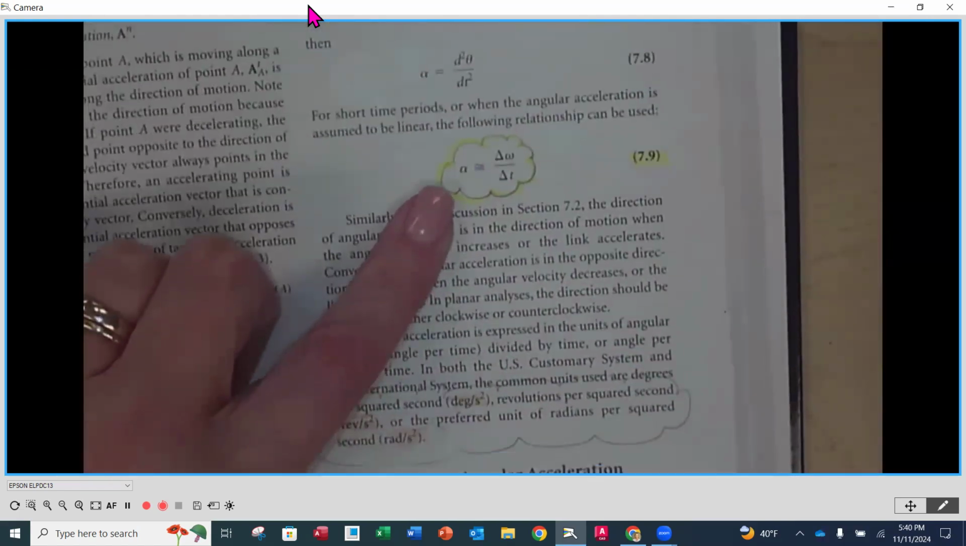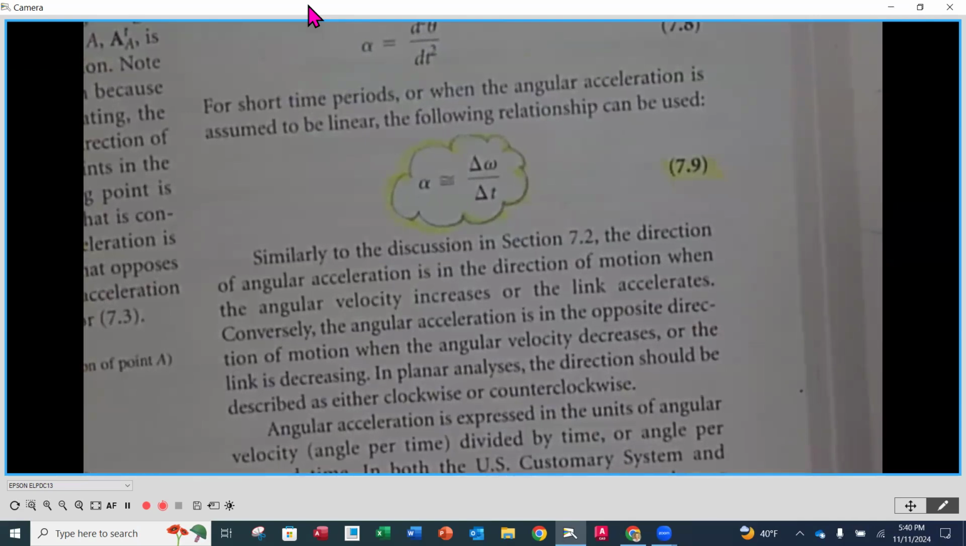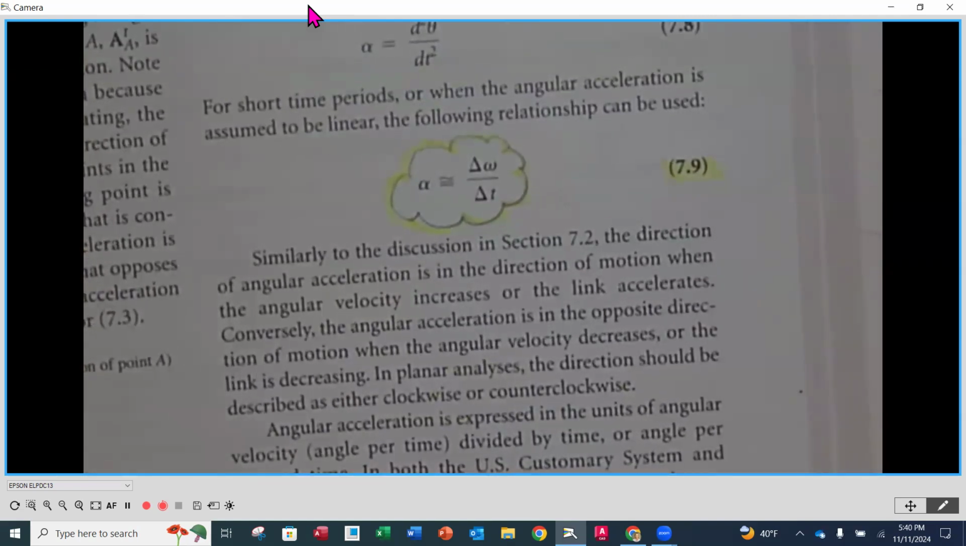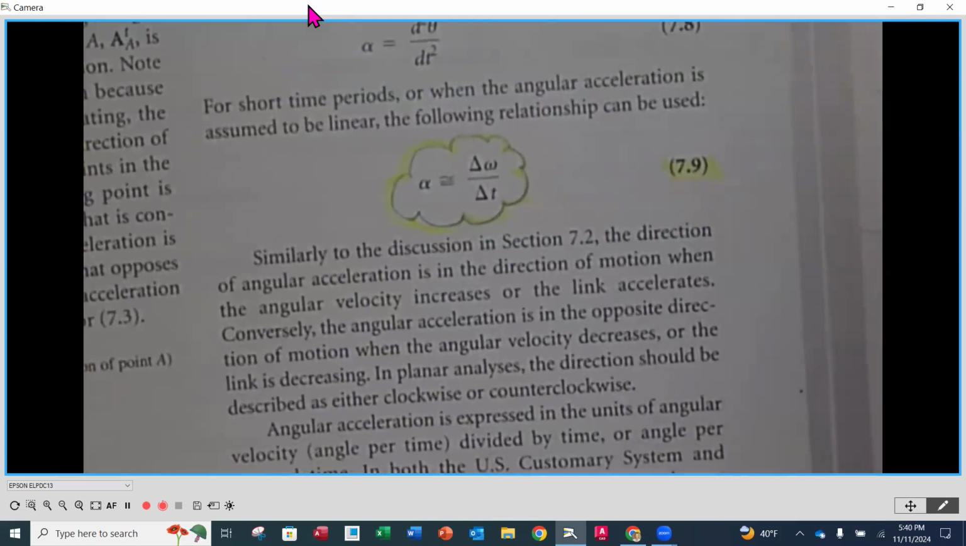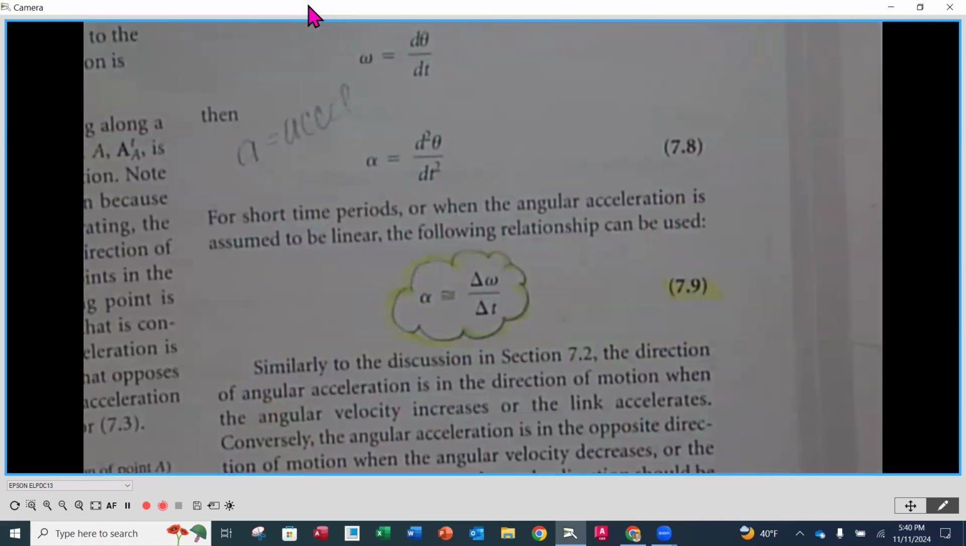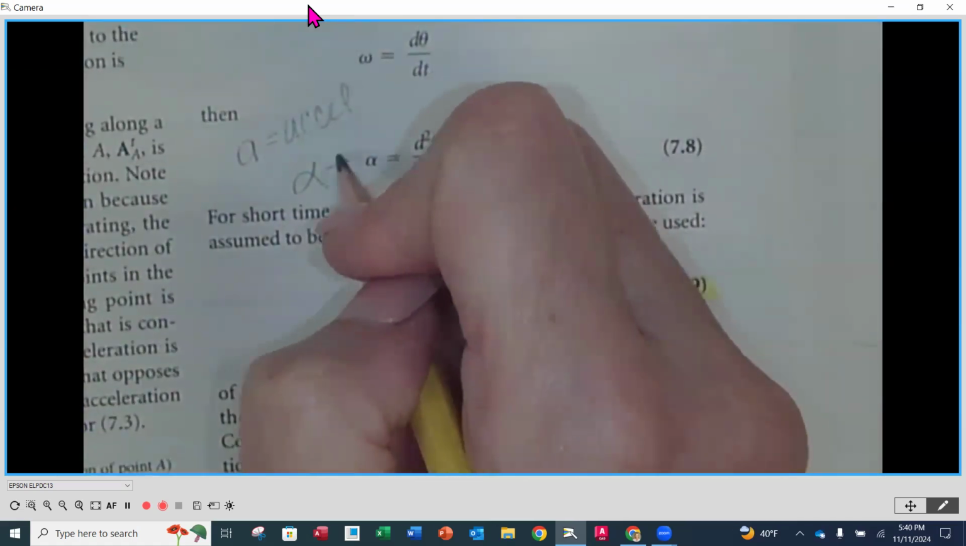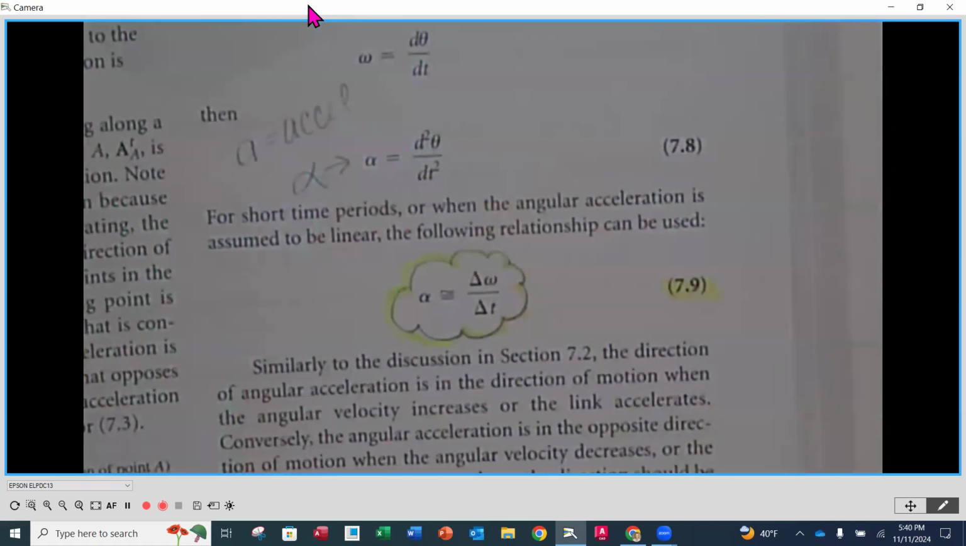So in equation 7.9 right here, you're going to notice that angular acceleration is equal to the change in omega, the change in angular velocity, divided by how much time it takes. Something I want you to notice is that there's a difference here. Lowercase a is straight line, traditional acceleration. This cursive a is actually alpha. It looks kind of like a fish.